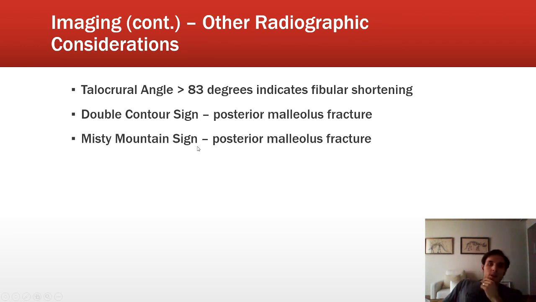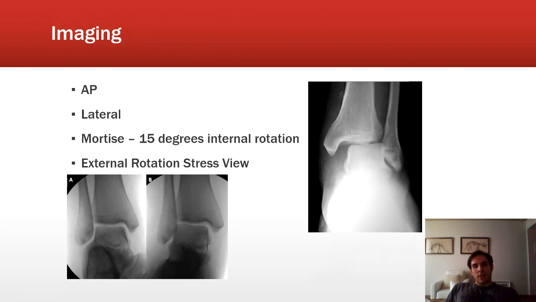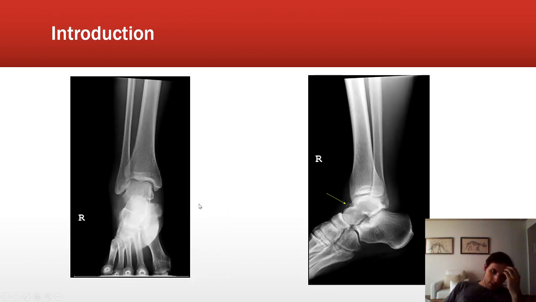All right. Some other signs that may indicate a posterior malleolus fracture, which is where your posterior inferior tibiofibular ligament attaches, is the double contour sign. Another sign indicating posterior malleolus fracture is the Misty Mountain sign. I could not find any great examples of those that were open source, so I'll just try to describe those for you guys here. So those would be on like an AP radiograph.